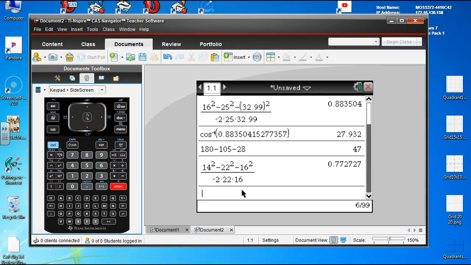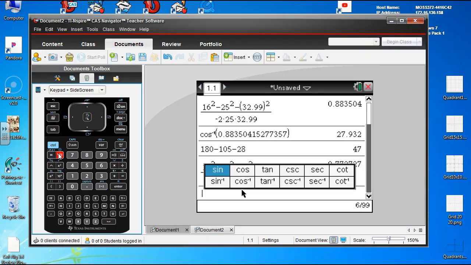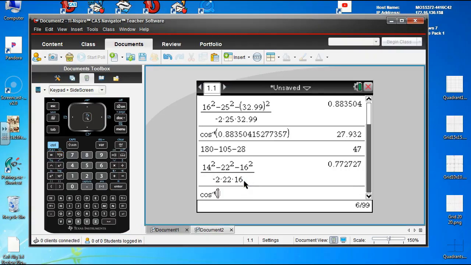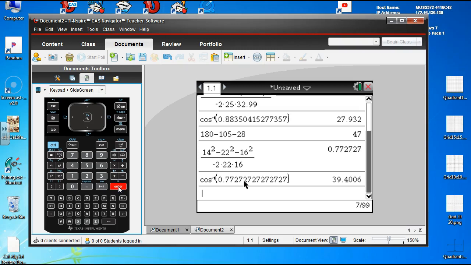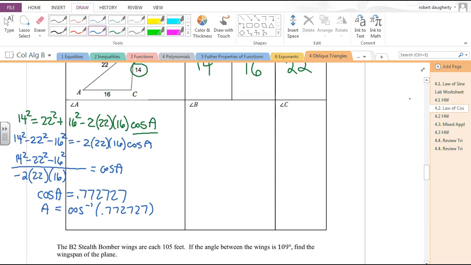And I'll go back to my calculator. So trig function, inverse cosine. I will not type that number down. I will recall it right there. And there we go. 39.4 to the nearest degree. What number is that? 39 degrees. Okay. So we get A is 39 degrees.